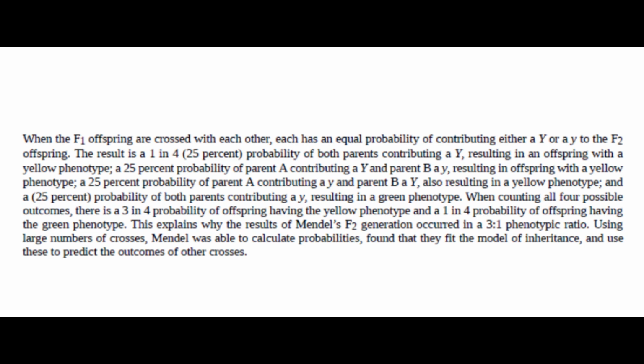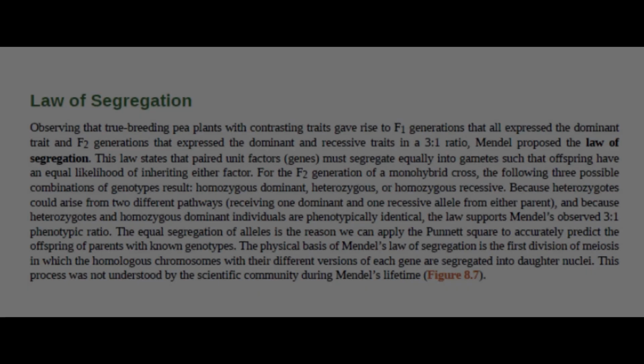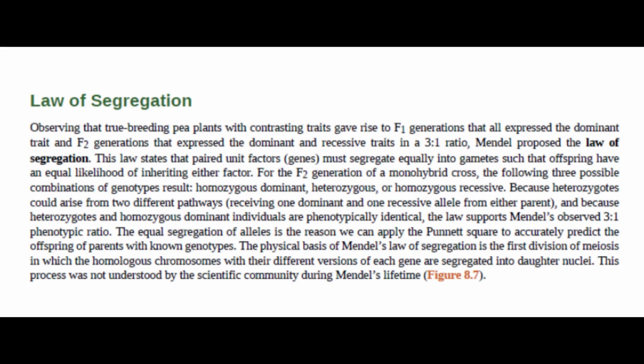Using larger numbers of crosses, Mendel was able to calculate probabilities, found that they fit the model of inheritance, and used these to predict the outcomes of other crosses. Law of segregation. Observing that true-breeding pea plants with contrasting traits give rise to F1 generations that all expressed the dominant trait, and F2 generations that expressed the dominant and recessive traits in a 3-to-1 ratio, Mendel proposed the law of segregation. This law states that paired unit factors or genes must segregate equally into gametes such that offspring have an equal likelihood of inheriting either factor.